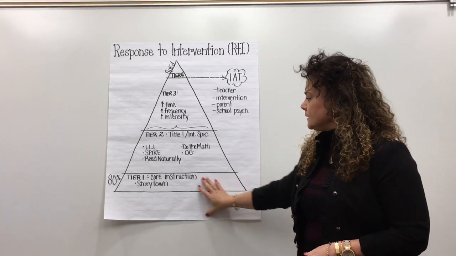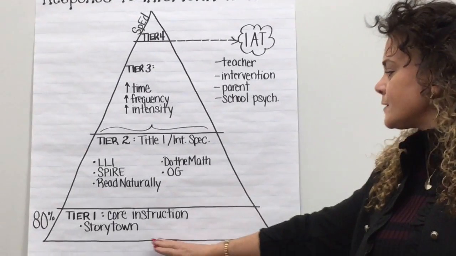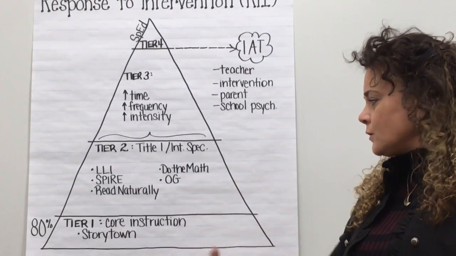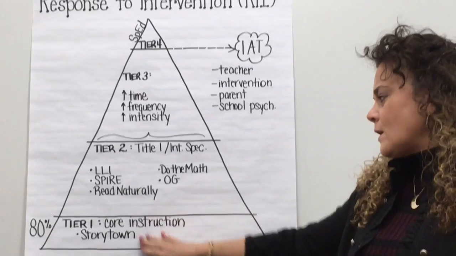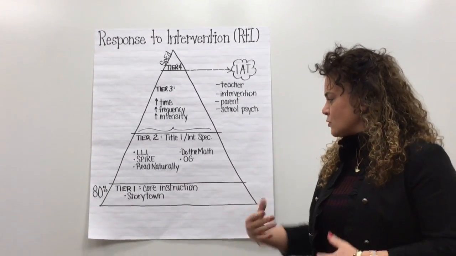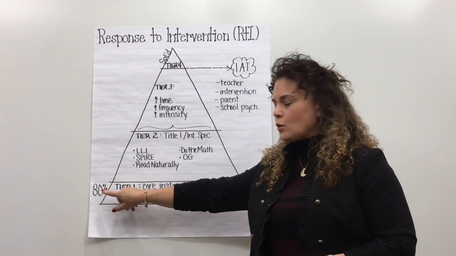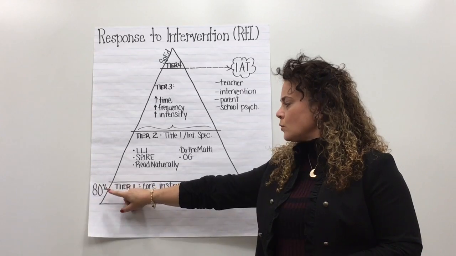So Tier 1 is our core instruction. Currently at Hamilton City we have Storytown. So that's every general ed classroom. They are doing their program and providing instruction to the children. This 80% over here is your core 80. You'll hear it called core 80.